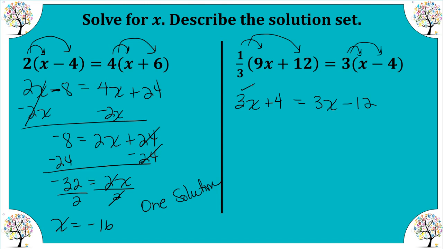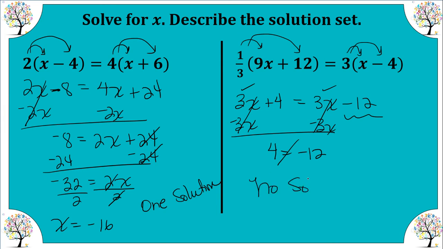We're going to address the variables first. They're the same, so we know they're going to cancel, so we're going to subtract them. This is going to give me a +4 equal to a -12. We have no variables with a false statement, so this equation has no solution.